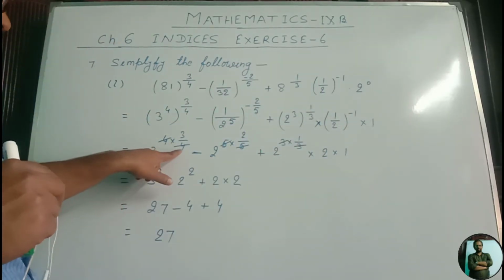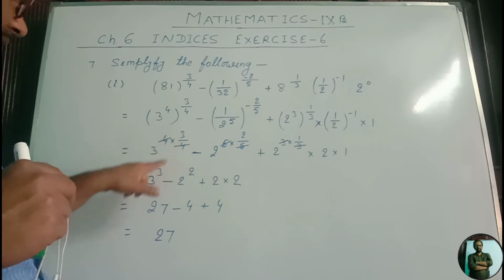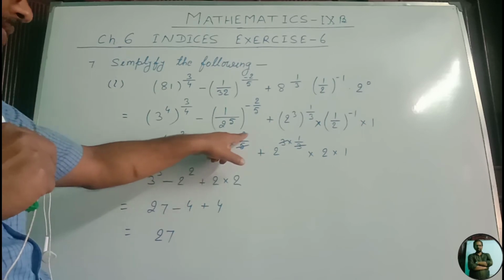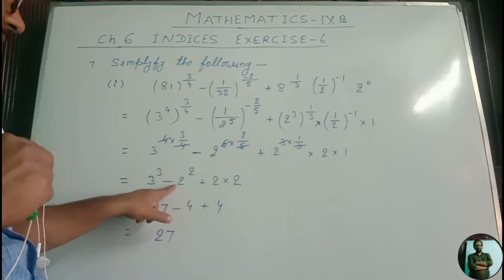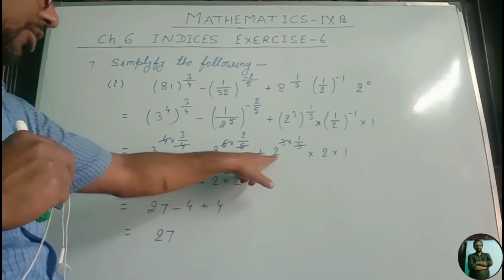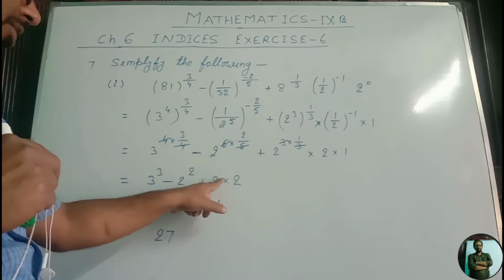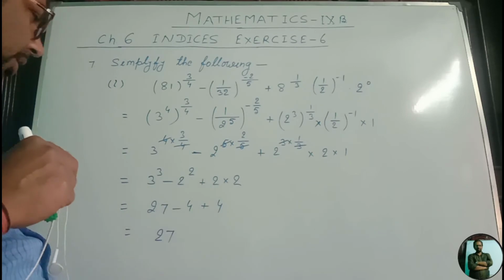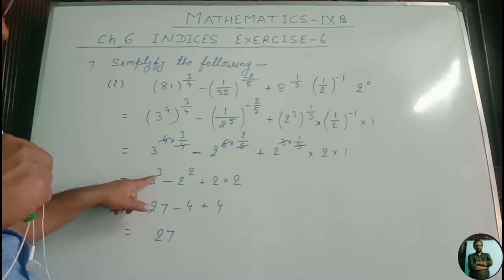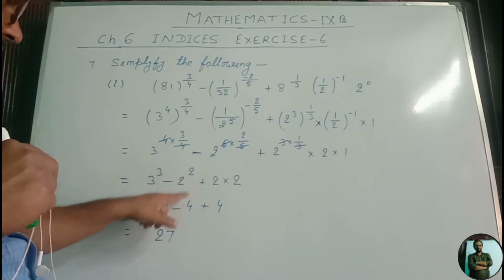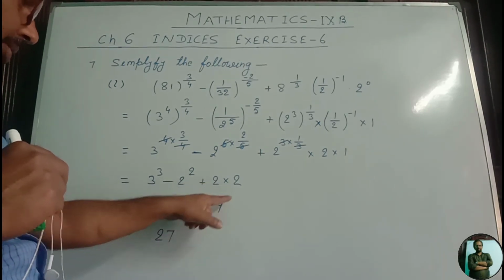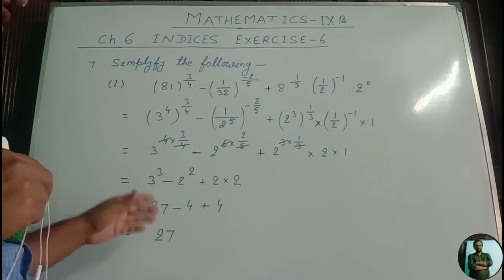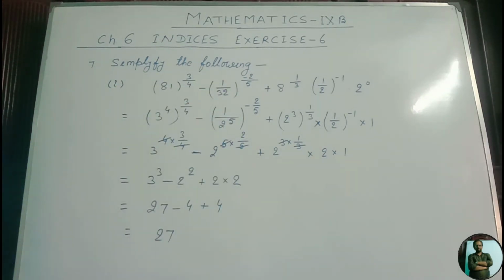Now after cancelling, this 4 and 4 will be cancelled, 3 cube is left. I wrote here 3 cube. This 5 and 5 will be cancelled, so 2 square is left. I wrote here minus 2 square plus 2 to the power 1, the power 1 is not written, and into 2. So this simplification became 3 cube means 27, minus 2 square means 4, plus 2 into 2 is 4. So minus 4 plus 4 cancelled, only 27 is left. That is the answer of this given expression.